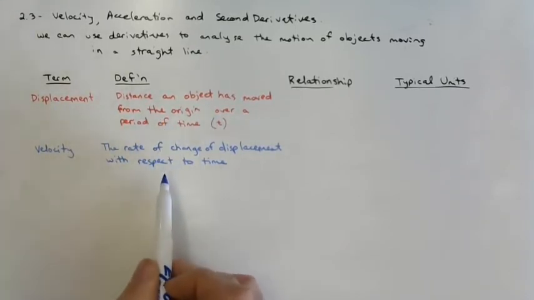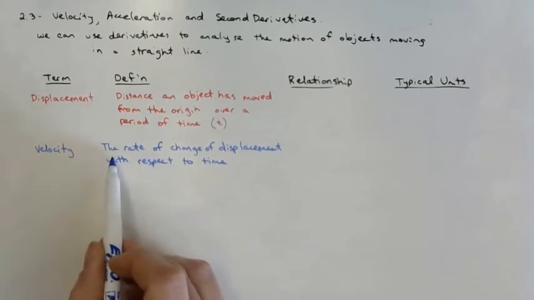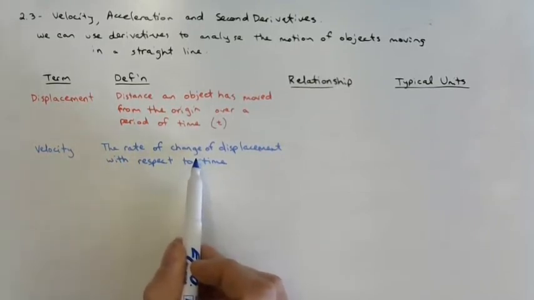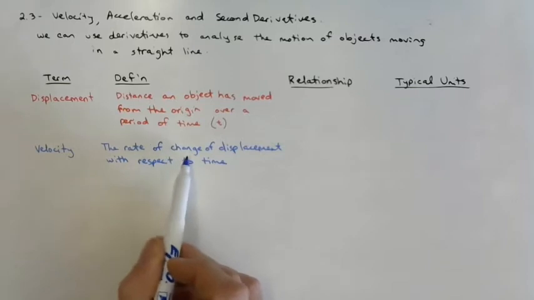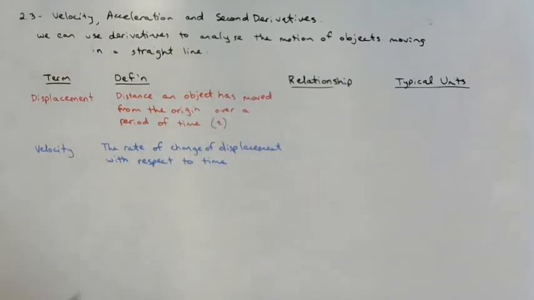Okay, and again, as soon as we see the rate of change, we're thinking, oh, that has to do with slope, which is related to derivatives. So that's where we get into derivatives here. Next term, acceleration.